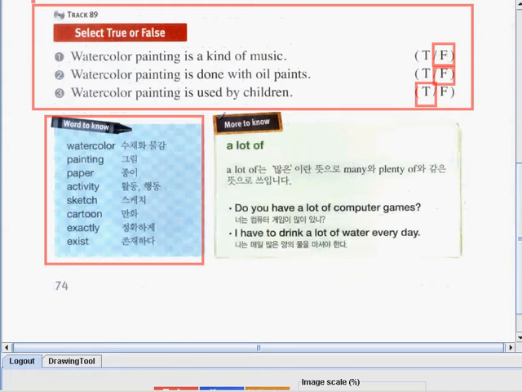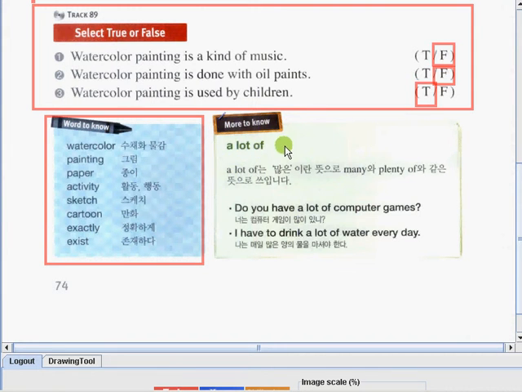Now, let's study the new words that we encountered in the passage. Here you can see the English words, and in this part you can see the Korean words. First word is watercolor. Painting. Paper. Activity. Sketch. Cartoon. Exactly. Exist. Now, let's study this one, a lot of.